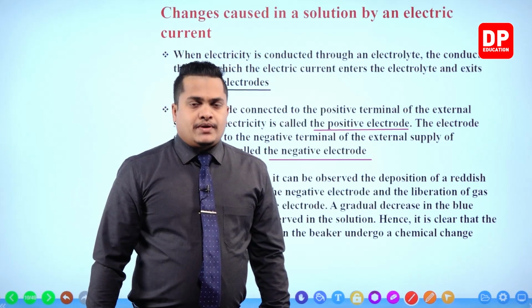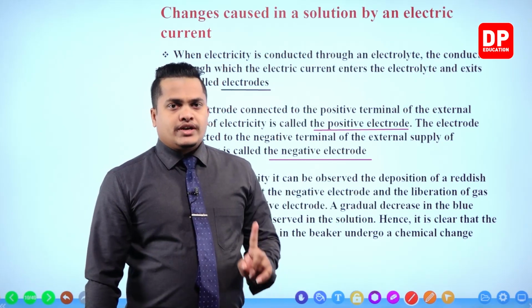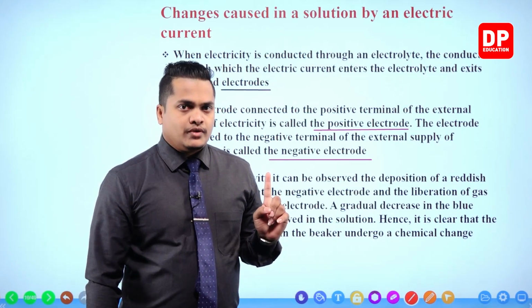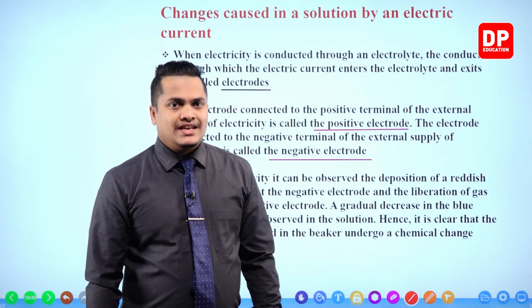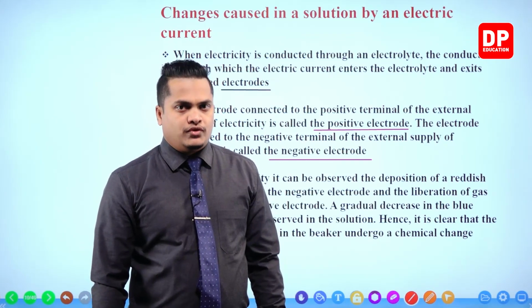Electrode connected to the positive terminal is referred to as the positive electrode. Electrode connected to the negative terminal is called the negative electrode. So electric current comes through the positive terminal and goes towards the negative terminal. That's how the electric current is going to flow.